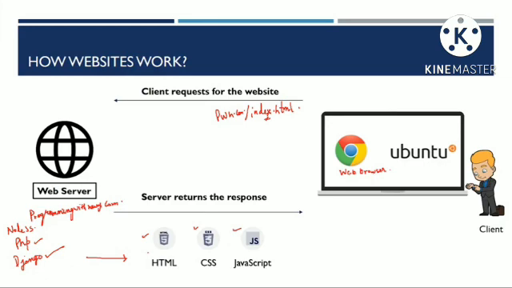And what about Django or any other backend programming language for that matter? It's just producing or generating these HTML, CSS and JavaScript. And a framework like Django makes it super easy for you to generate these HTML, CSS and JavaScript based on the client's request.